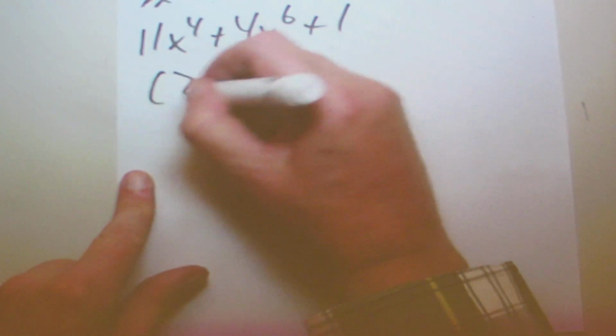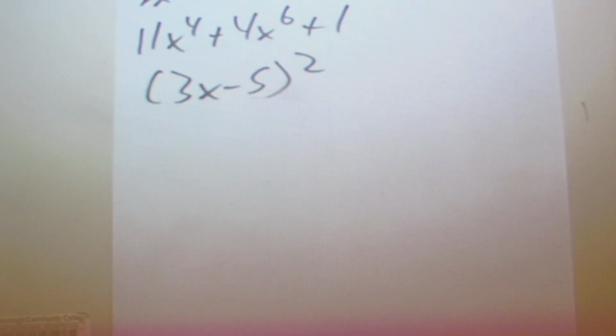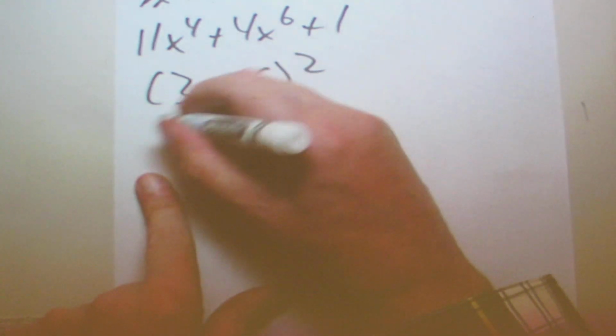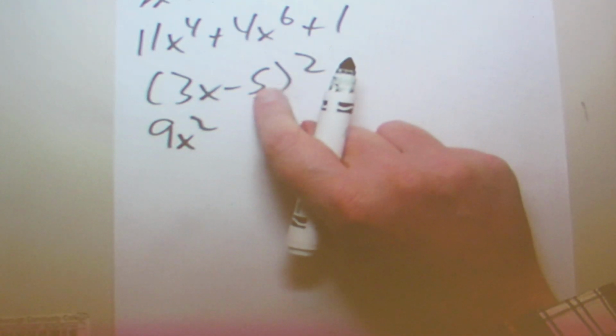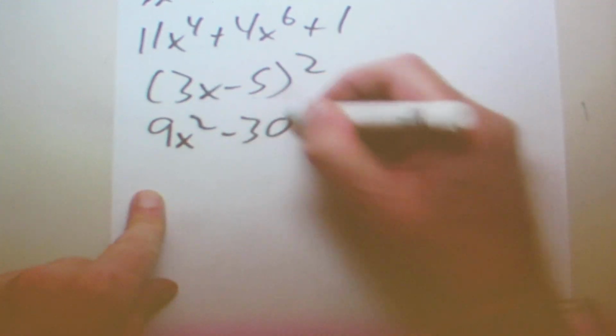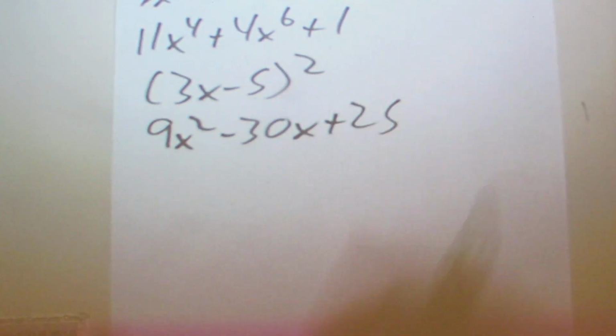Next, let's say we have 3x minus 5 squared. So you can either do this as 3x minus 5 times 3x minus 5, or you can do the shortcut. The shortcut is we square the first one, so this becomes 9x squared. Then we go 2 times negative 5 is negative 10 times 3x is minus 30x. Square the last one, plus 5 squared is 25. You'll get the same answer if you break it up into 3x minus 5 times 3x minus 5 and do the FOIL.